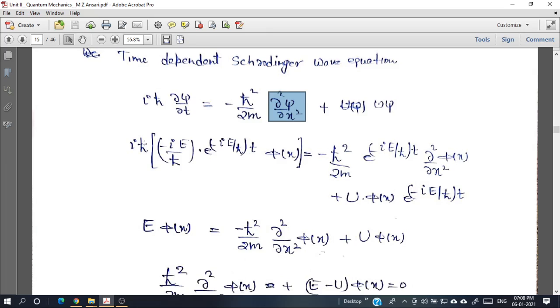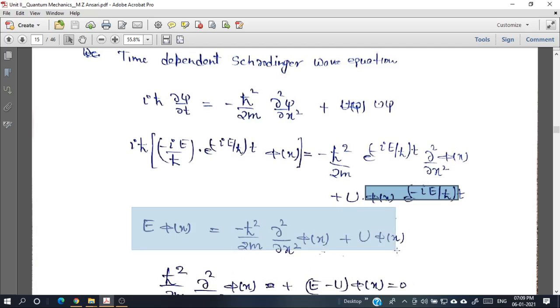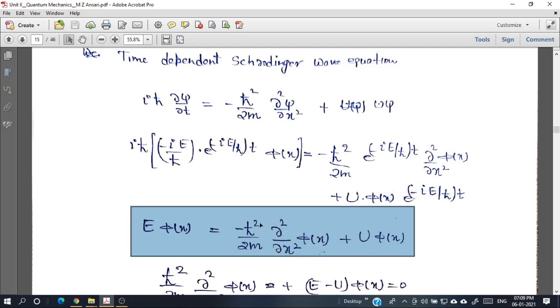So the equation is converted into this form. If we put the value of del psi upon del t, it is i h cross minus i e upon h cross, e to the power i e upon h cross t, into phi x. The same thing is happening here. We have inserted the value of psi here too. As you know, this term is constant, so we separated it. The remaining term is e phi x equals minus h cross upon 2m del 2 psi upon del x square phi x plus u phi x.